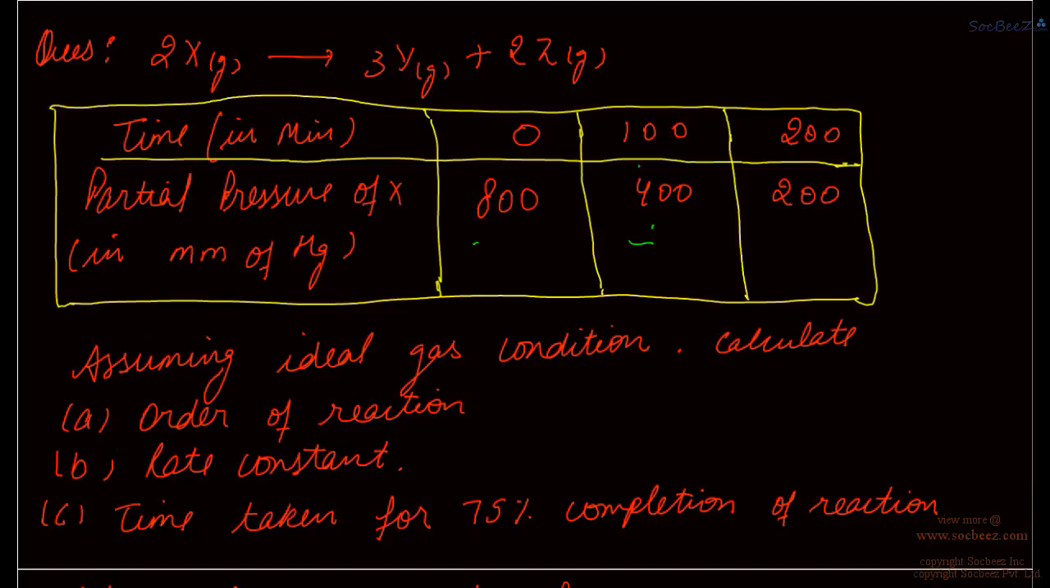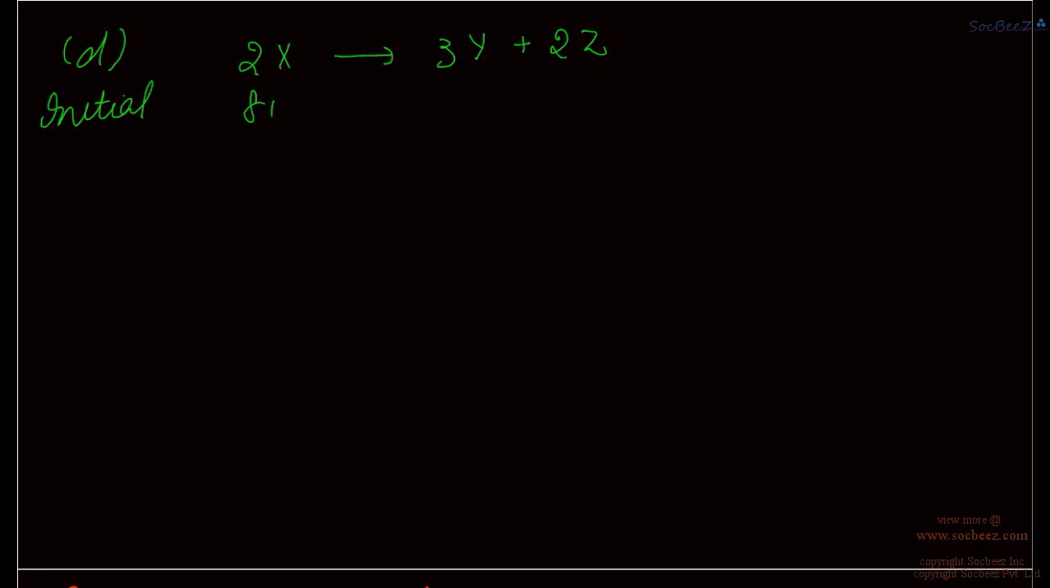Now, in the chart also you can see that initial partial pressure was 800 millimeter of Hg. After 200 minutes, 200 millimeter of Hg was present. Therefore, only 25% of the initial value is present, and hence 75% of the reaction is completed at T equals 200 minutes. So the solution of this part of the problem was given in the question itself. Okay, so let's come to another part of this question, that is D part. Now here 2x is giving us 3y plus 2z.